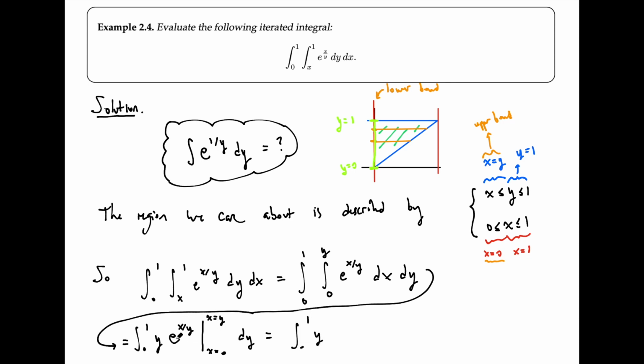We'll get y e to the y over y is e to the 1. And then minus, plug in 0 for x, e to the 0 is just 1. So this is minus y. Easy integral to do. Integrating y from 0 to 1 just gives you 1. So in the end, this will be e minus 1. And we are done.